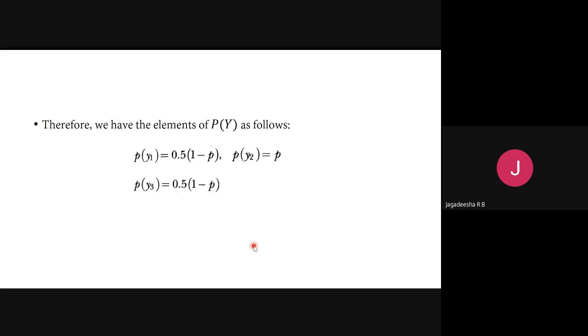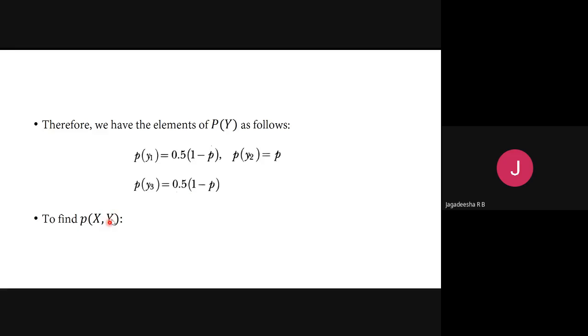So probability of y1 is this, probability of y2 is this, and probability of y3 is this. This is basically from this matrix. We have found the value of this matrix in the previous slide. So these are the 3 components, because output has three points, right? Y1, Y2, Y3. So these are the probabilities when you consider the output.